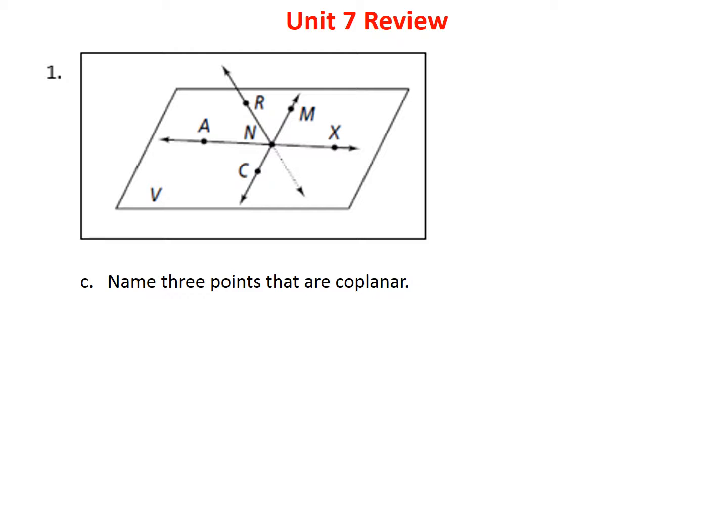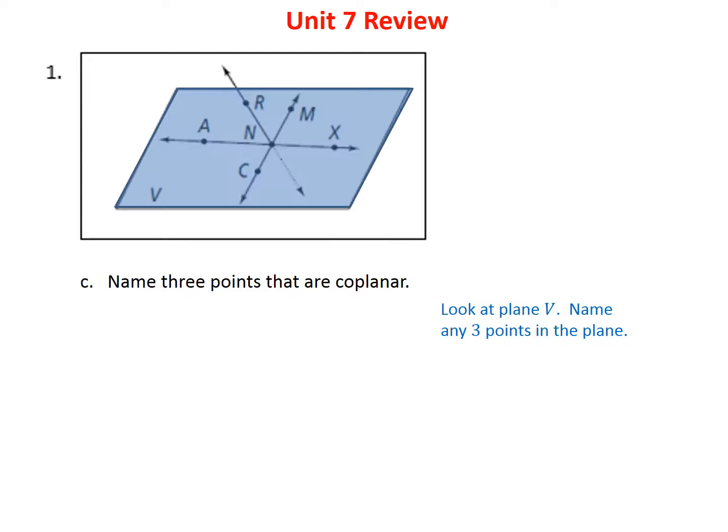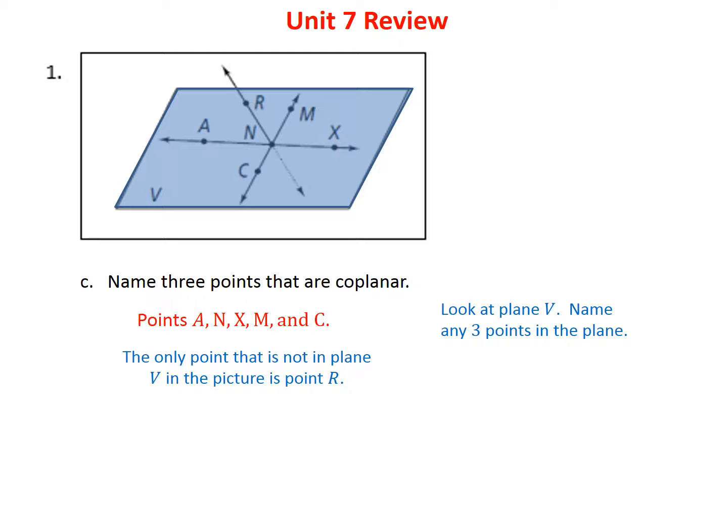In problem 1c, we're asked to name 3 points that are coplanar. The easiest place to start in this problem is just to look at plane V. Plane V is the sheet there, and it includes most of the points. In fact, it includes all of the points except for the point R that's on the line coming from the top. So if I name any of these points, all these points are in the plane: A, N, X, M, and C. Name any 3 of them, and you have 3 points that are in that blue plane. The only point that's not in plane V in the picture is the point R.